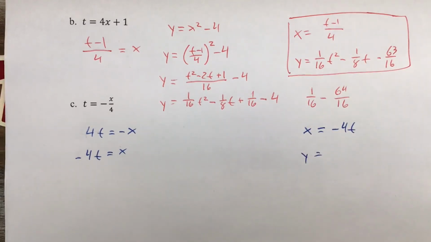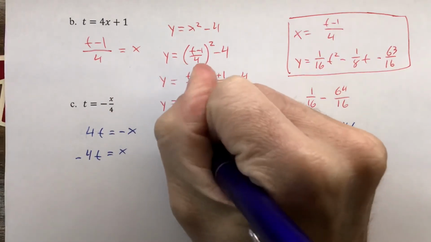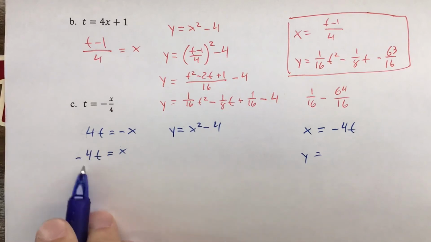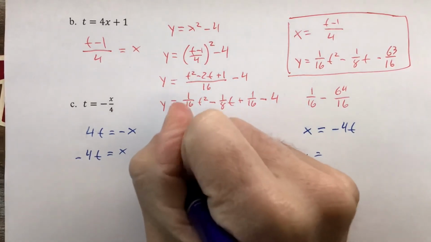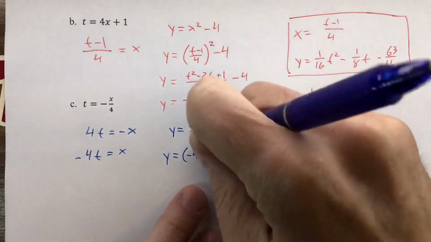All right, now solving for y, we go back to that original xy equation, and we substitute this expression in for the x. Oops, that'll be a t.